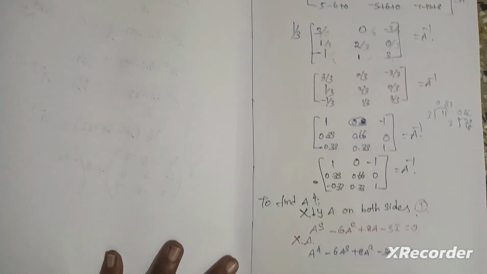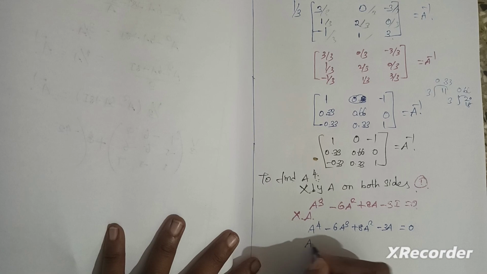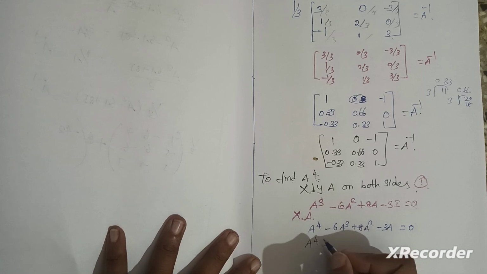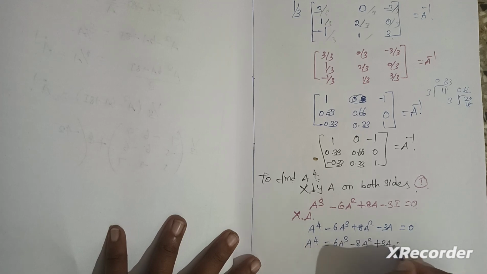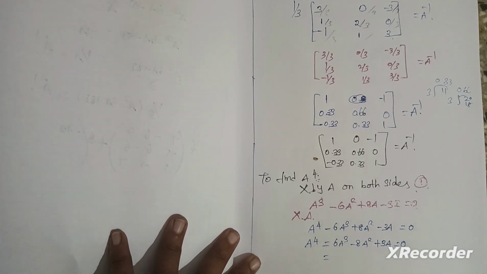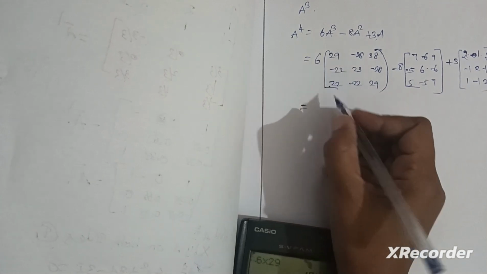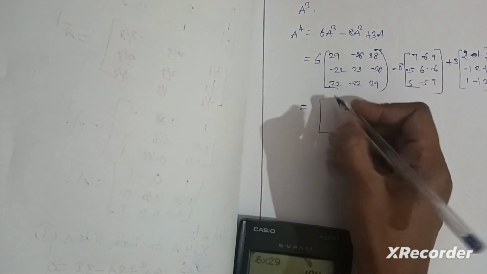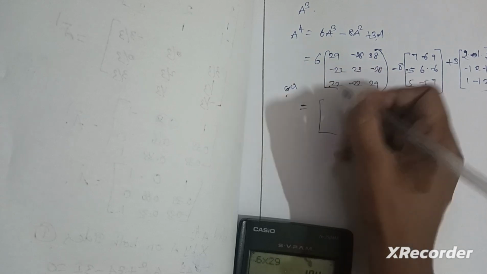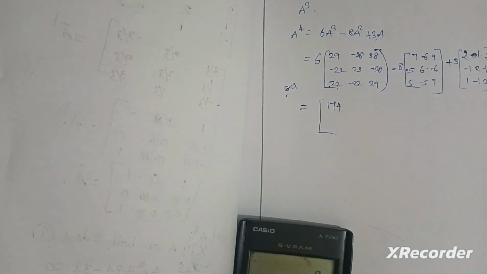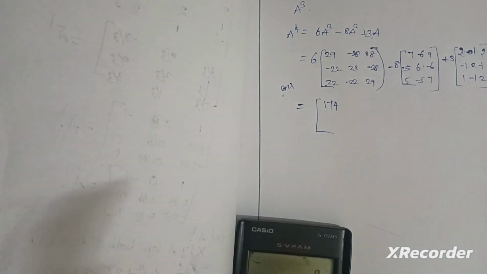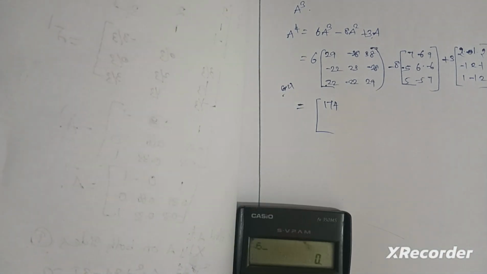I will do the same with 0. Next, we want only A4, so moving the terms to this side the sign will change: A4 equals 6A cube minus 8A square plus 3A. So A cube value we already know. 6 into 29, 174. We can also use normal multiplication, or we can use the calculator. 6 into 28.